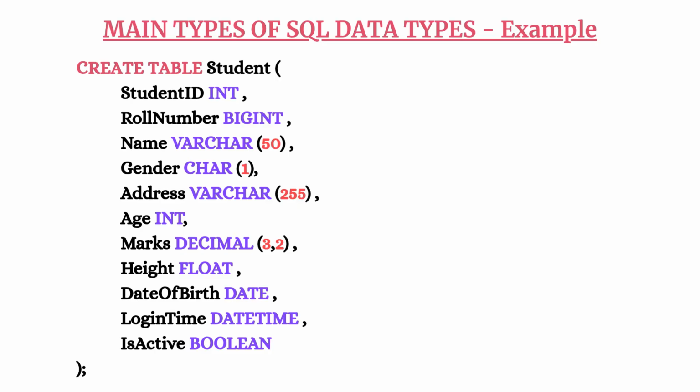Similarly, for marks, we are taking DECIMAL. In that case, we can only store decimal values, where there's going to be a whole number and the decimal values, right? Then, for height, we have FLOAT. For date of birth, we have DATE. For login time, we have DATETIME. So this way we are informing the database what type of data we need to store in each column inside the table of the database. Alright, let's discuss each of these one by one.